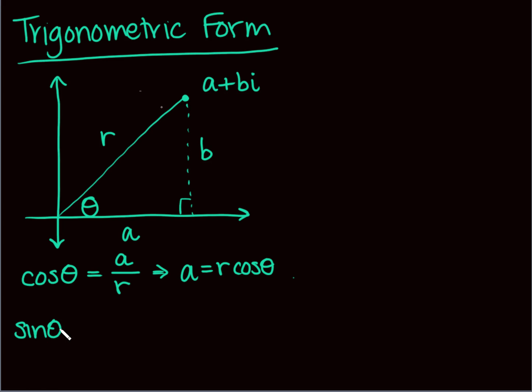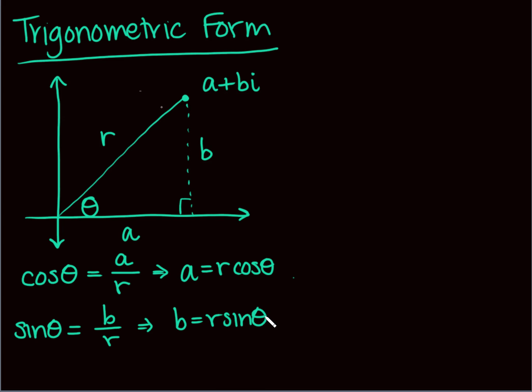Also, if I look at the relationship with sine, what is sine? Sine is b over r, or my imaginary part divided by r, where again, r is the absolute value of my complex number. Then what does this tell me? This tells me that b is equal to r sine of theta.